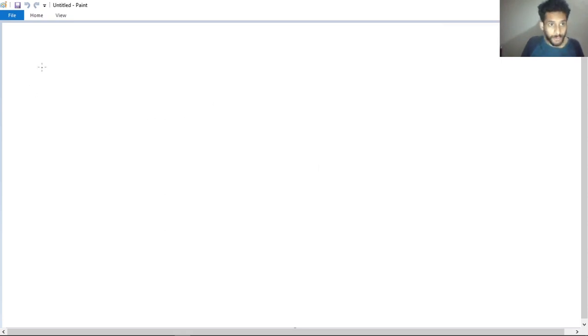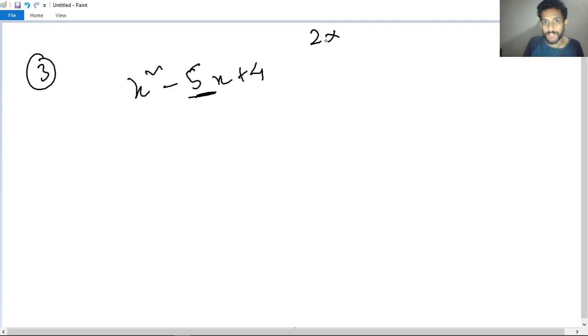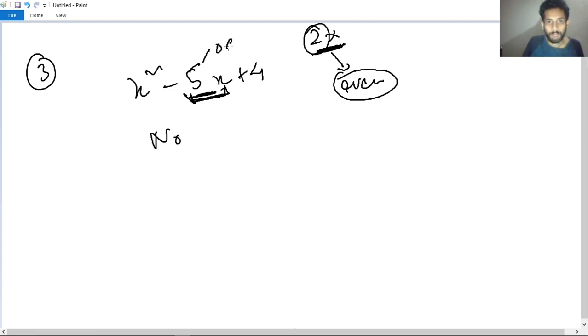Now question number 3 is x square minus 5x plus 4. So here this one is x square, this one is 5x, this one is 4. Here you can clearly see it is not a multiple of 2. Whatever number there is, it should be a multiple of 2, so it should be an even number. But this is an odd number, so it is again no. The middle part should always be even.